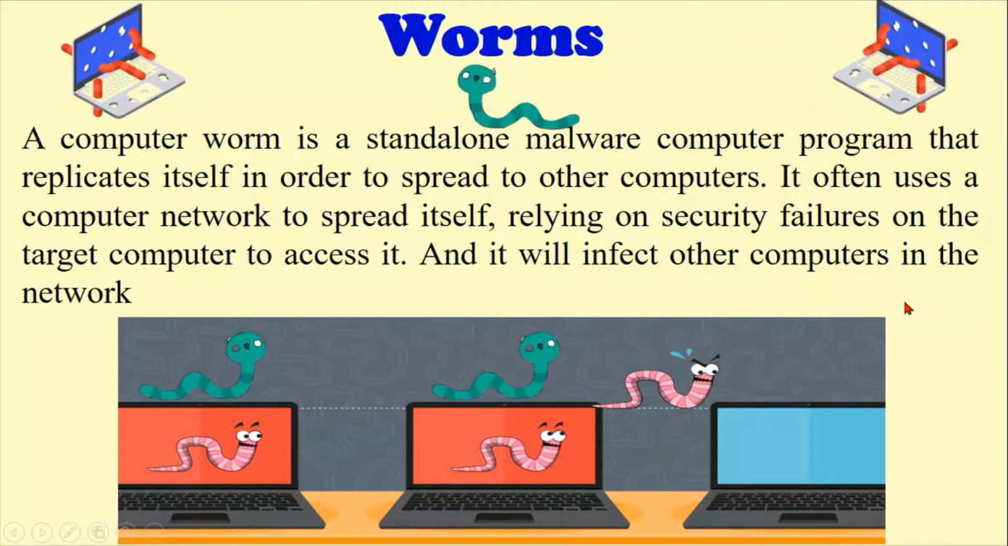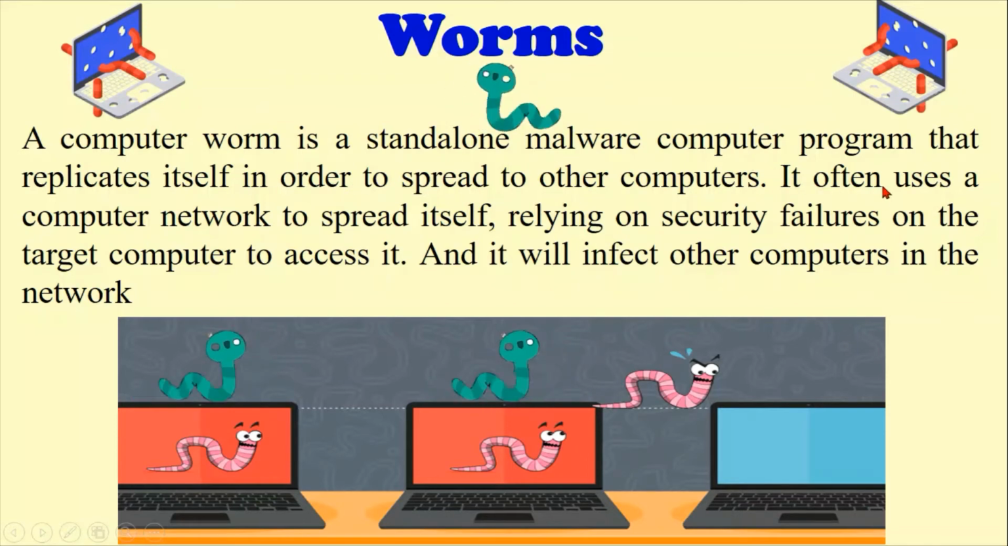Next malware is worms. A computer worm is a stand-alone malware computer program that replicates itself. It could also multiply itself in order to spread to other computers. In this way, it can spread easily to other computers.